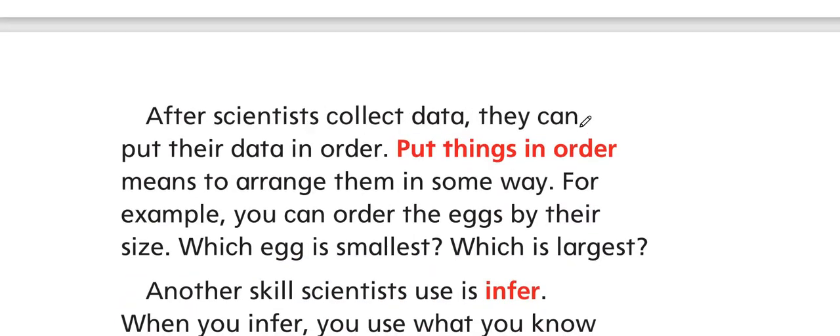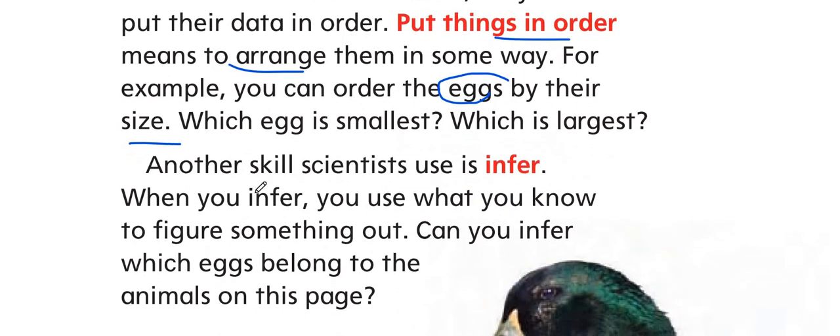After scientists collect the data, they can put their data in order, put the things in order, which means to arrange them. For example, you can order the eggs by their size. Which one is the longest, which one is the shortest, which one is the heaviest, and which one is the lightest.